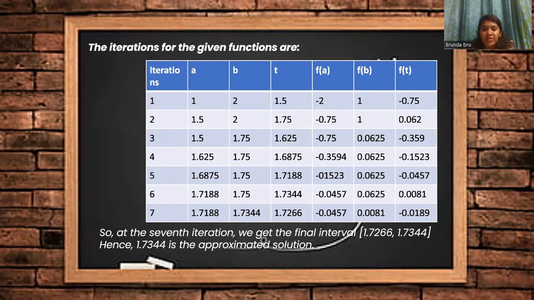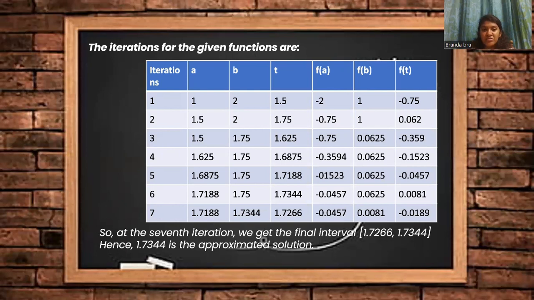For fifth iteration, a is 1.6875, b is 1.75, t is 1.7188, f of a is minus 0.15323, f of b is 0.0625, f of t is minus 0.04557. For sixth iteration, a is 1.7188, b is 1.75, t is 1.7344, f of a is minus 0.0457, f of b is 0.0625, and f of t is 0.0081.